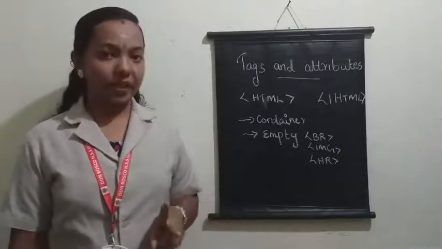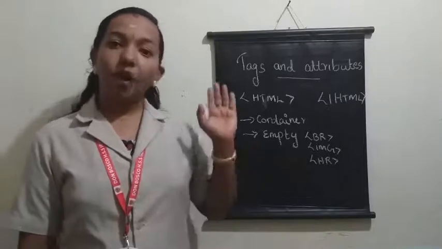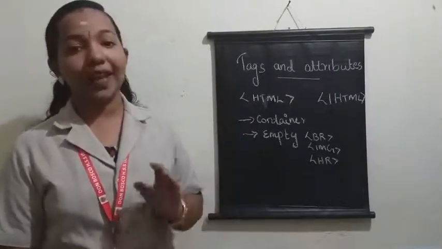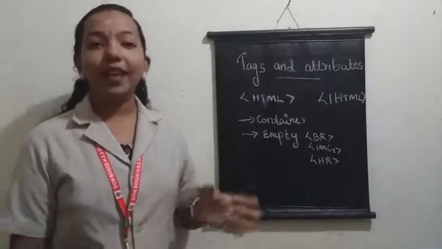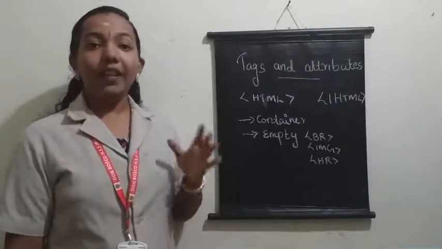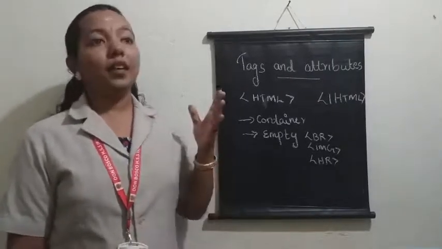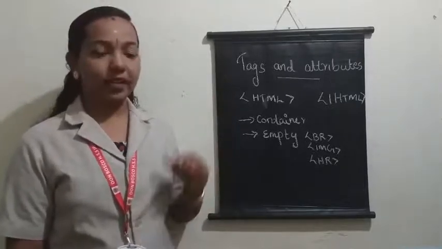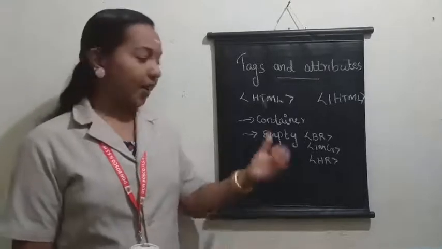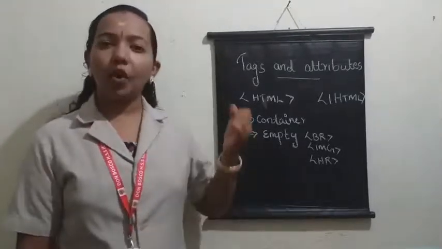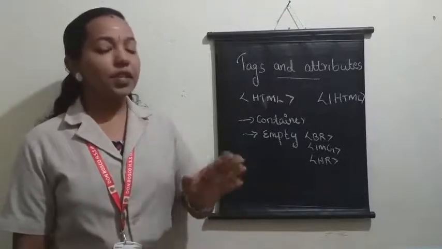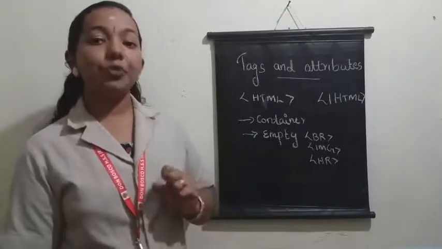I think the concept is clear. Container tag means a tag which contains an opening and closing tag belongs to the container tag category. Example, head, title, body, then html. These all belong to the container tag category, with an opening section and closing section. Second one, empty tag. Only an opening section, there is no closing section. Okay, so these kinds of tags are known as empty tags.